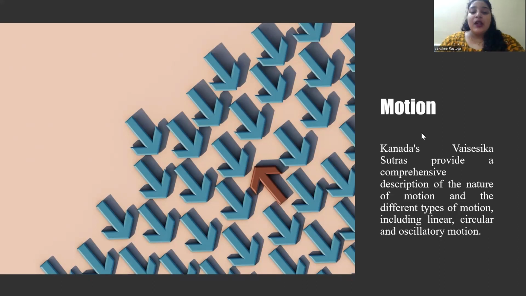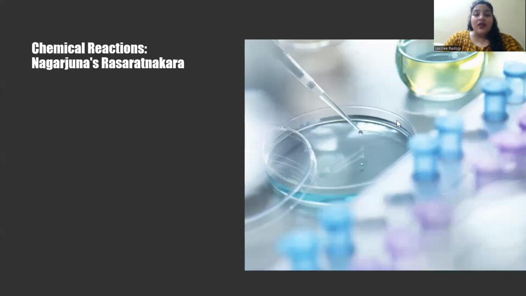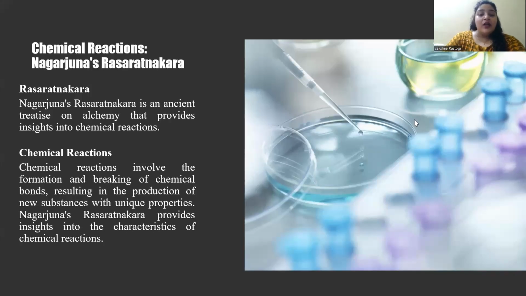Now we will go further about chemical reactions, Nagarjuna's Rasa Ratnakara. Nagarjuna's Rasa Ratnakara is an ancient Indian Ayurveda book that contains a treatise on alchemy and provides insight into chemical reactions.